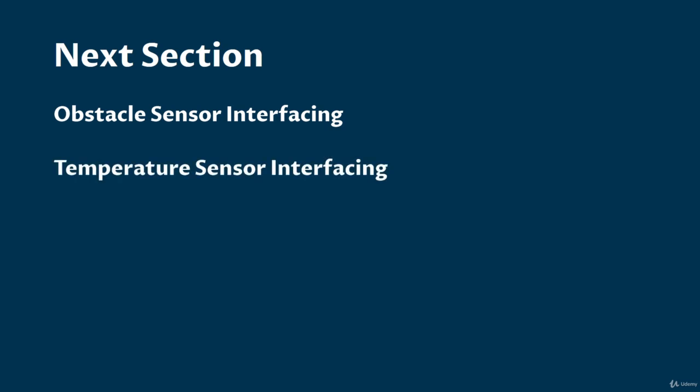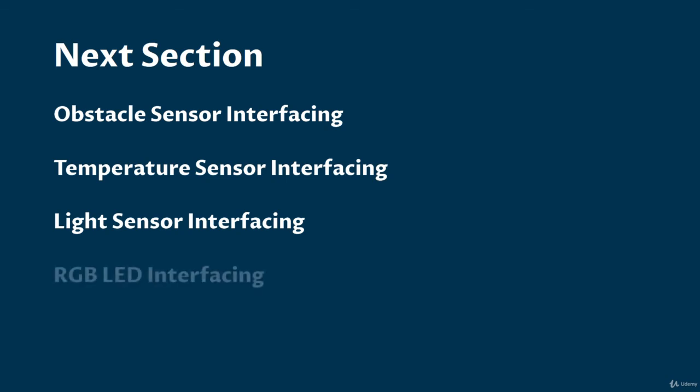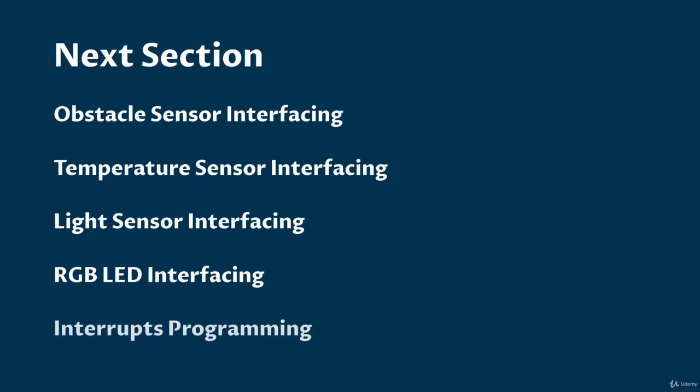So up to this you have learned so many things. In the next section I'll tell you how to interface an obstacle sensor with Arduino, how to interface a temperature sensor with Arduino, how to interface a light sensor with Arduino, how you can control the RGB LED, and how to program the interrupts in a microcontroller and what an interrupt is. I'll tell you all of that in the next section.